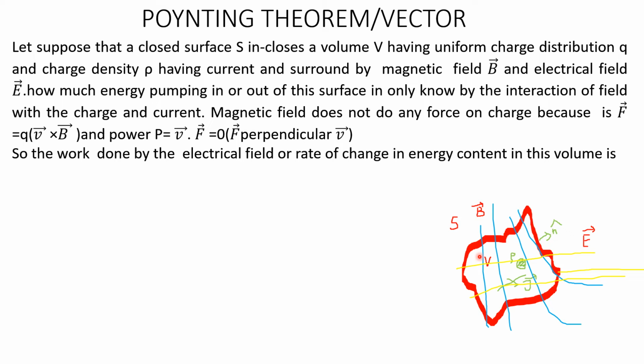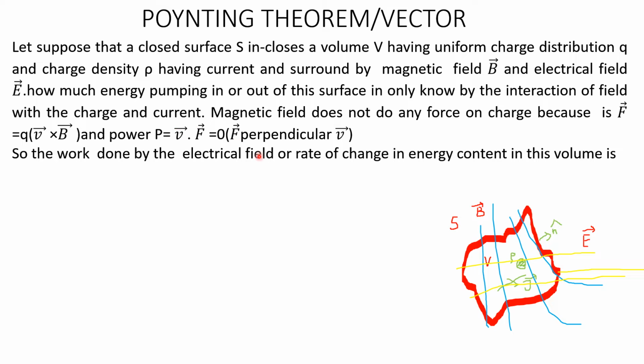So this thing I have written here: let us suppose that a closed surface S encloses a volume V having a uniform charge distribution Q, charge density rho and current density J. I forgot to write here current density J, and it is surrounded by a magnetic and an electric field B and E. Now, how much energy is pumped inside this surface or going outside this surface is only known by the interaction of field with the charge and current.